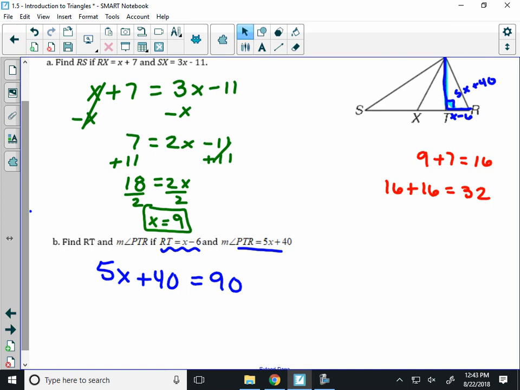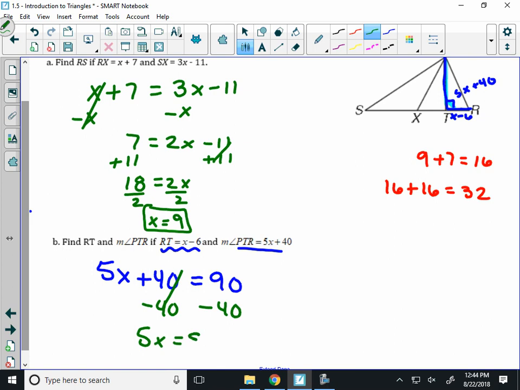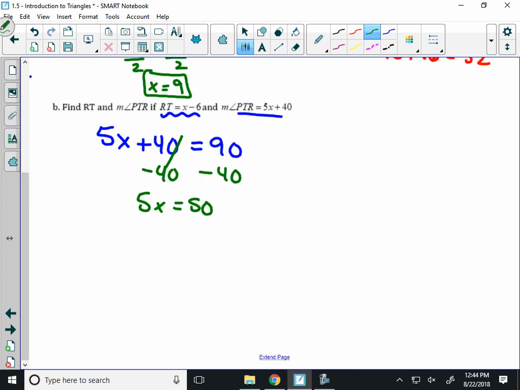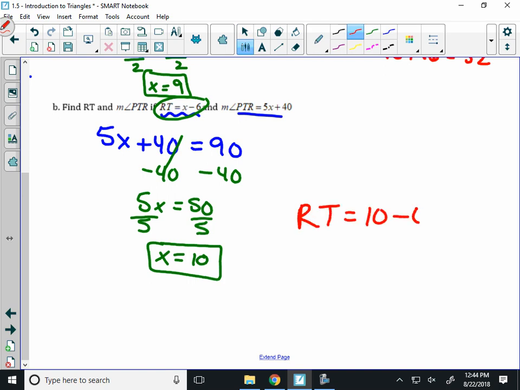Move the 40 over. You get 5x equals 50. Divide by 5. And x ends up equaling what? 10. Again, are we done with this problem? No. What did it want to know? RT, right? Here it said RT was x minus 6. What do you think we can do? Good, plug x in. We got x was 10. Take 10 and plug it in. And 10 minus 6 is what? So RT is equal to 4.